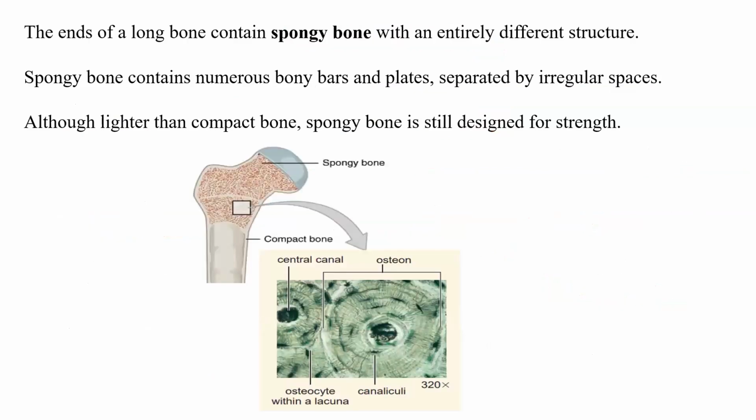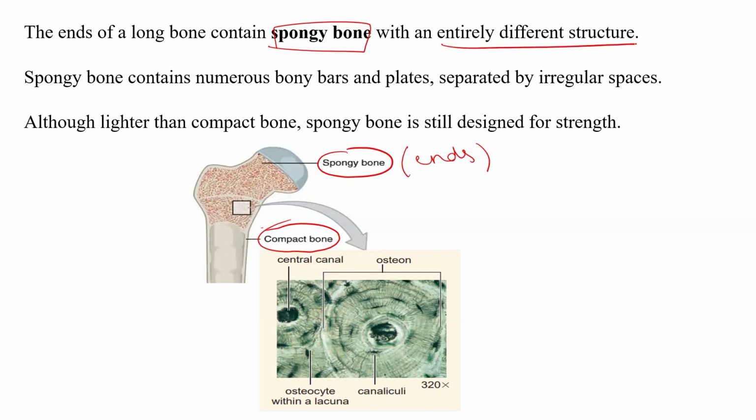The ends of a long bone contain the spongy bone. As I mentioned, you can see in this figure that this is the compact bone and this is the spongy bone. It is usually present on the ends, and it has an entirely different structure. Spongy bone contains numerous bony bars and plates, which are separated by irregular spaces. It is usually lighter than the compact bone, but it is still designed for strength.